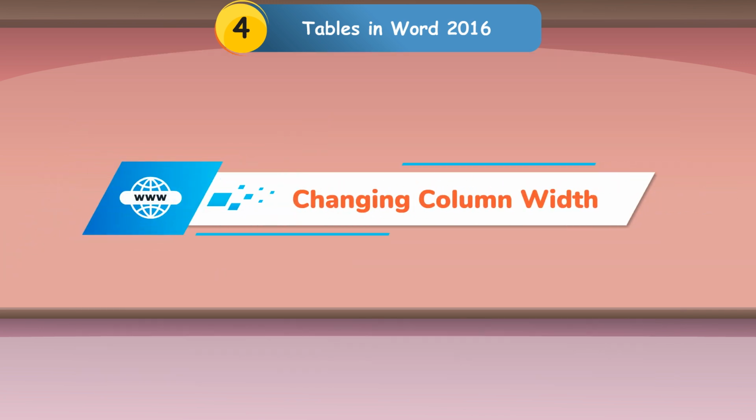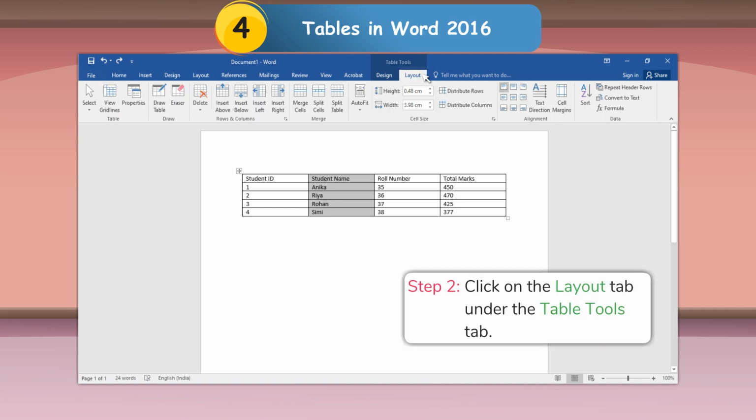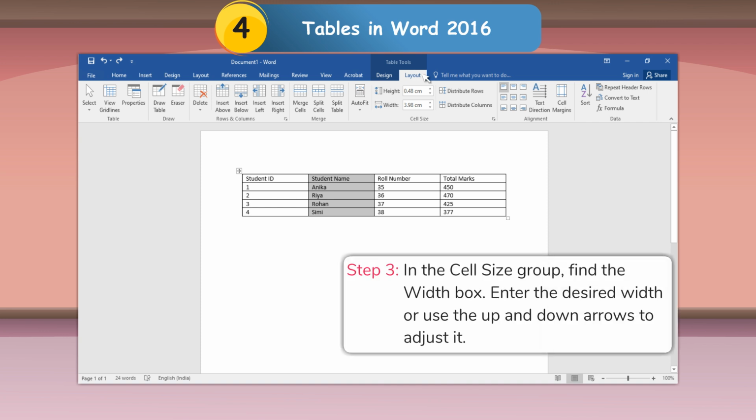Changing column width. Step 1. Click and drag to select the column or columns you want to adjust. Step 2. Click on the Layout tab under the Table Tools tab. Step 3. In the Cell Size group, find the Width box. Enter the desired width or use the up and down arrows to adjust it.